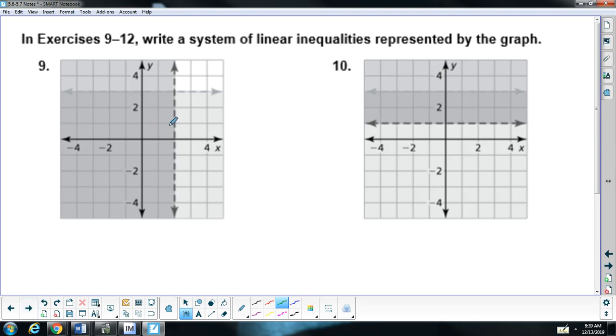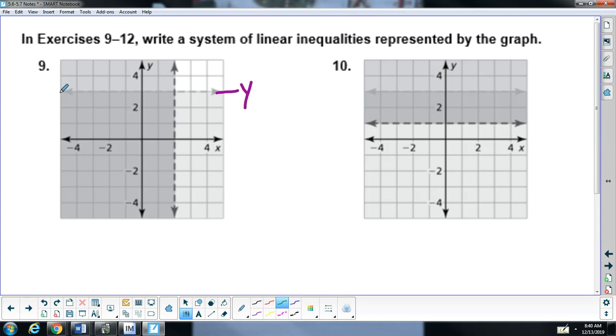So you can see there's going to be 4 parts to the graph. 1 will be completely unshaded, 2 will be shaded once, and the double shade is going to be the darkest. So this is where our solutions lie. So on number 9, I notice I have a horizontal and a vertical line. So that tells me that I'm just going to have a y on my horizontal line and just an x on my vertical. So let's deal with this horizontal line first.